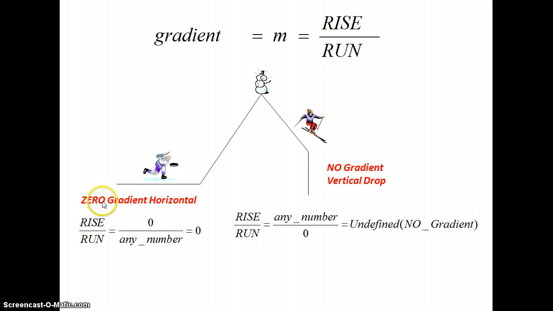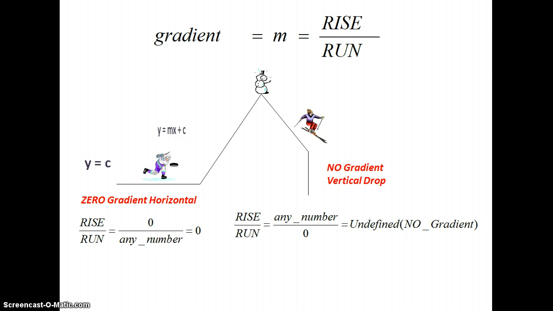Okay, talking about having 0 gradient. Remember that your gradient is always y over x, or rise over run. So it's going to be 0 divided by any number, and 0 divided by any number is 0. So last Monday when we graphed it, we had another form of a line equation, y is equal to c. And when it's in this form, your gradient is always 0. Always.